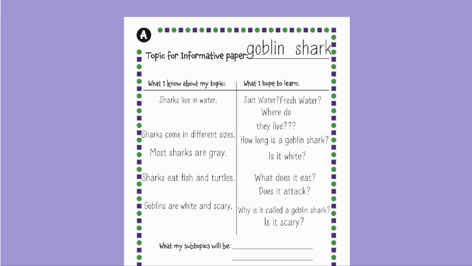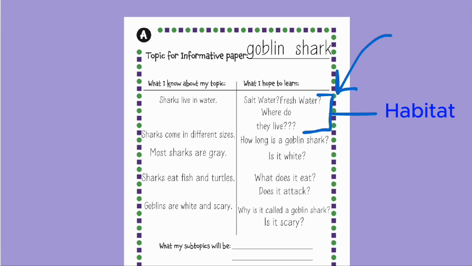Let's take a look at what I wrote down while you were working. Let's focus on the second column, what I hope to learn. So let's take a look right here. I've already gone over these: saltwater, freshwater, and where do they live. All of these have to do with one idea. I want to know where this animal lives. So let's call that habitat. I'm grouping all of those questions and just realizing there's a common theme. They're all talking about where does this creature live? I'm giving that the name habitat.